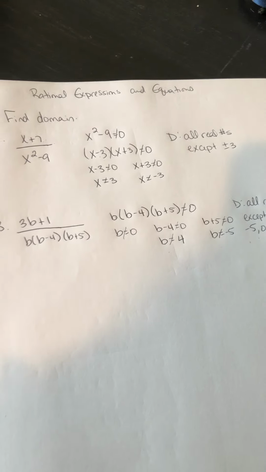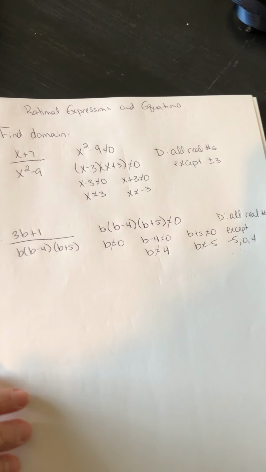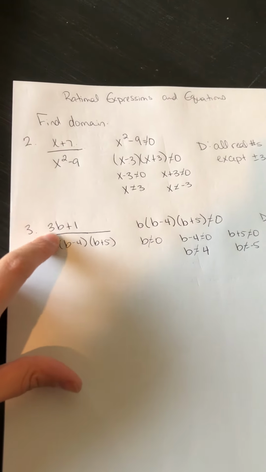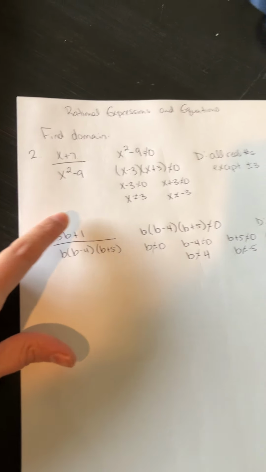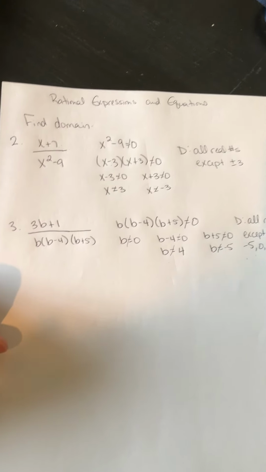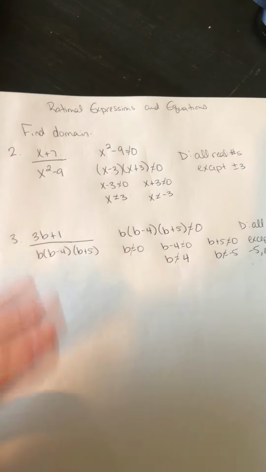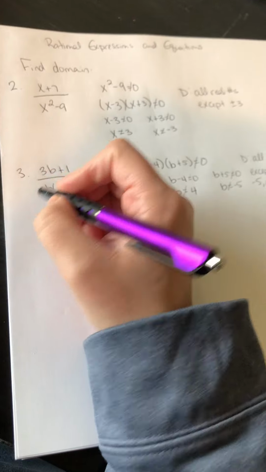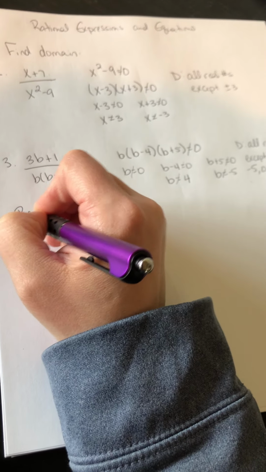So again, on those, for domain, you just want to know where the denominator is 0. Now you can get more complicated if you have a radical, like for instance, if it had the square root in the numerator, a square root can't be negative. But we've not done that yet. So this is just worried about where the denominator is 0. So for the next part, you want to reduce to lowest terms.